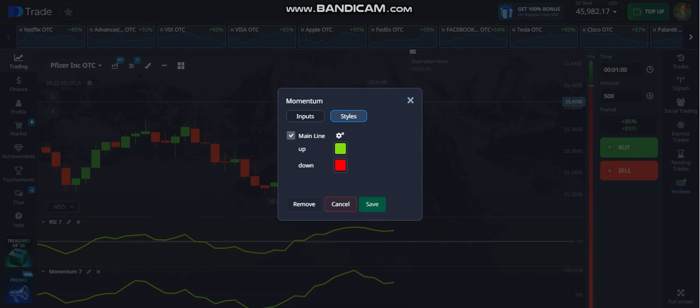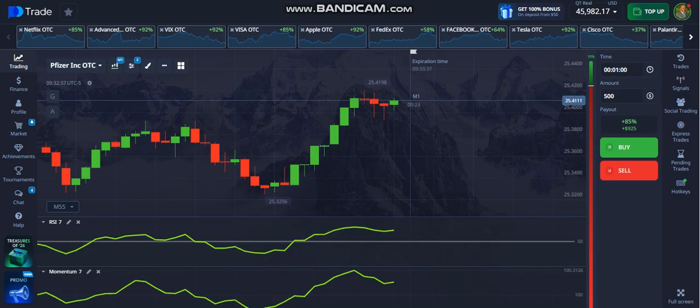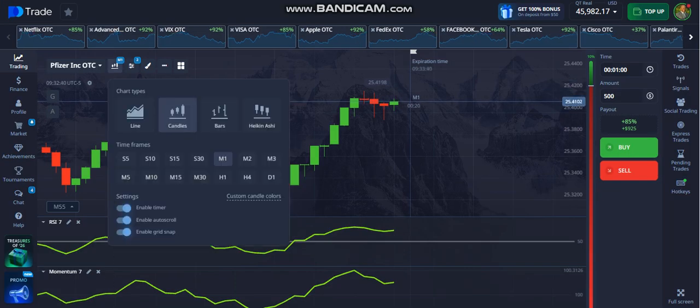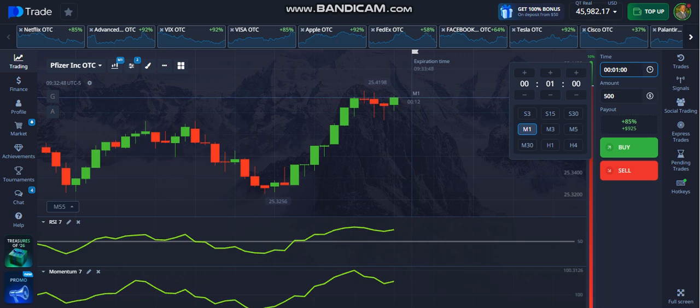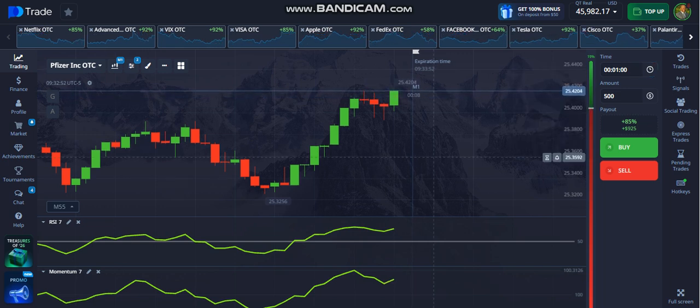Save the settings. And for my candlestick chart, I've set them to regular 1-minute Japanese candles. And for my trade timer, I've also set it to 1 minute. So I'll be taking 60-second trades. Okay, so I'm going to pause the video and look for our first setup.